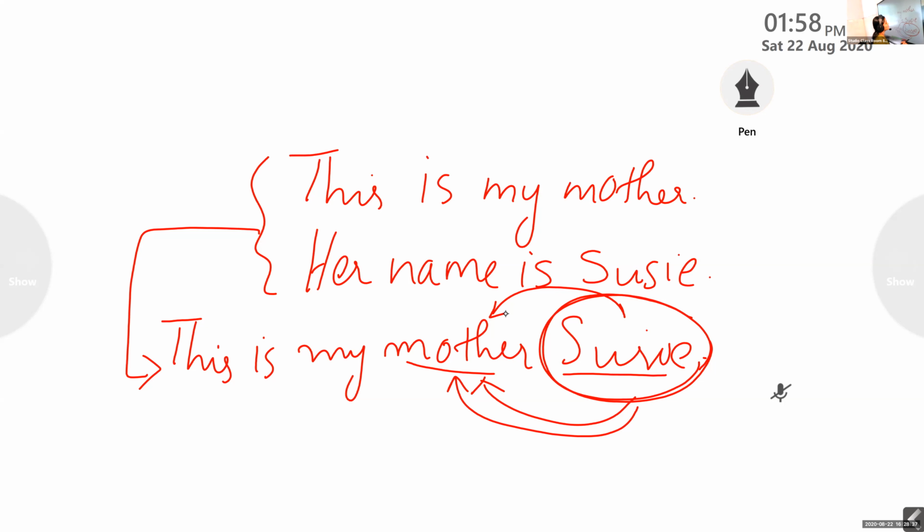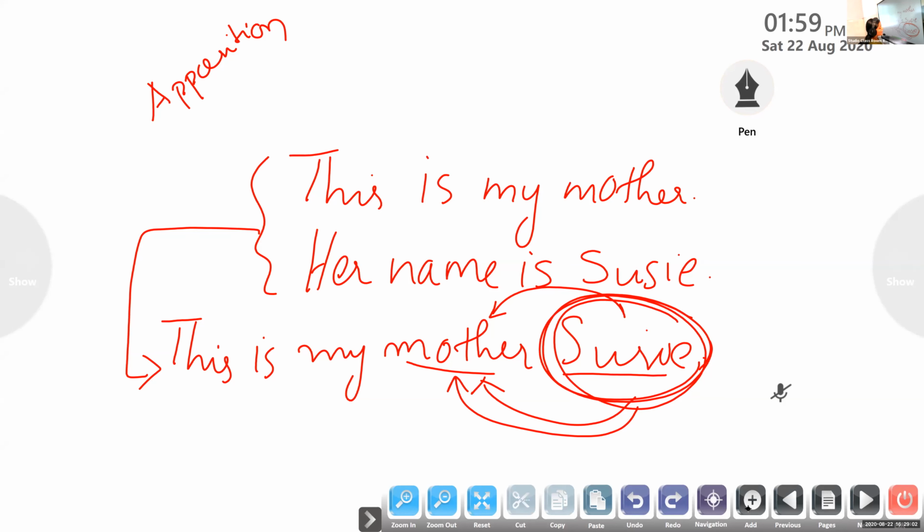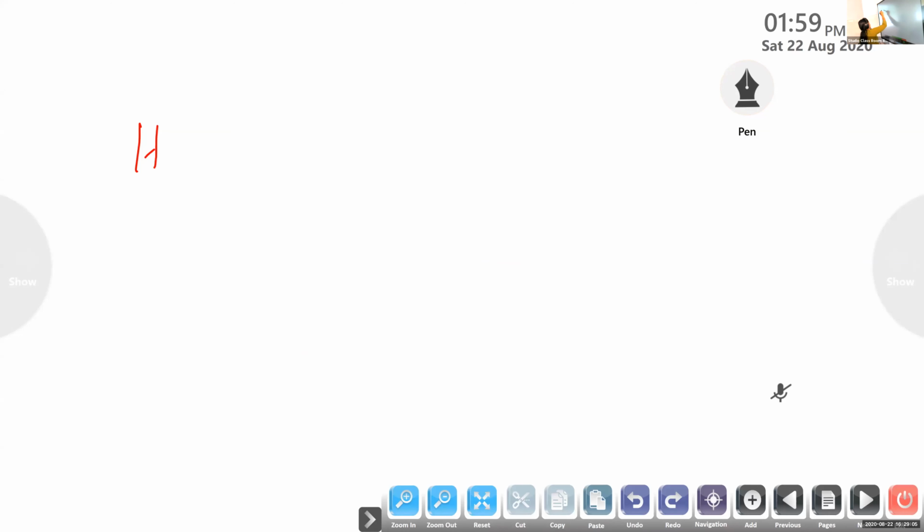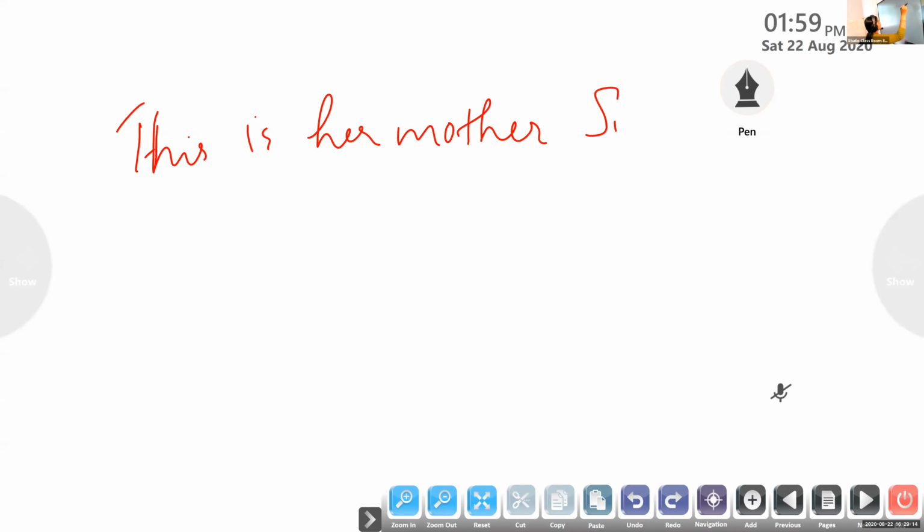So here, which word is placed in apposition? Mother or Susie? Susie. The word Susie is in apposition with the first word. So what do you mean by apposition here? Can anybody tell me? When one noun follows another. Here, this is her mother Susie. This is the sentence. Here you can see two nouns. First one is mother, second one is Susie. So here we are explaining the concept apposition.